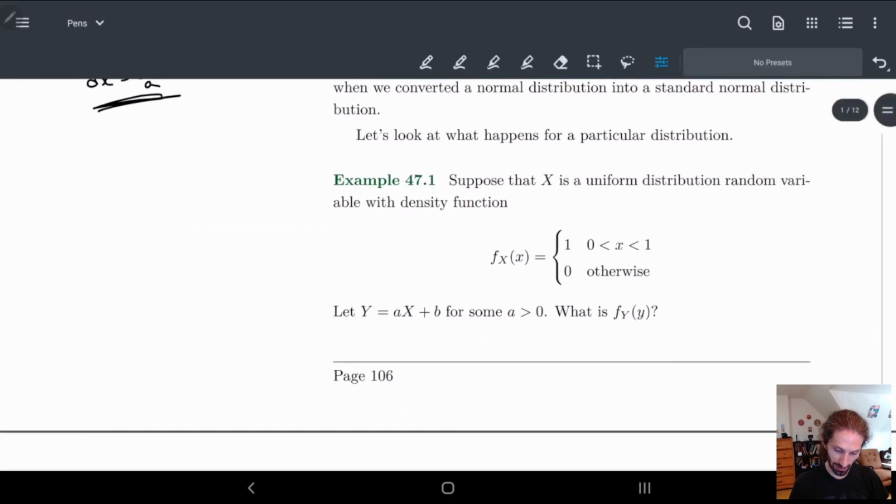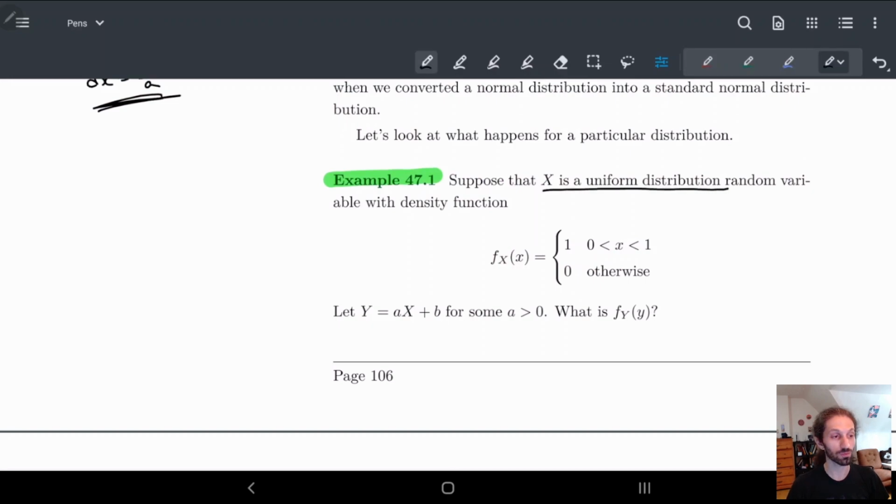Okay, so let's look at an example. Example 47.1. What we're going to start off with is a uniform distribution. So X is a uniform distribution random variable, and this is its density function. F sub X is 1 everywhere from 0 to 1, and it's 0 otherwise. So you can think of this as the following graph.